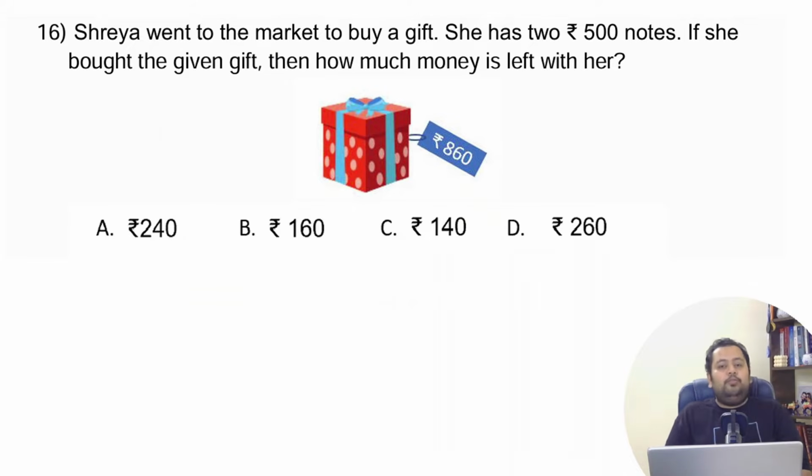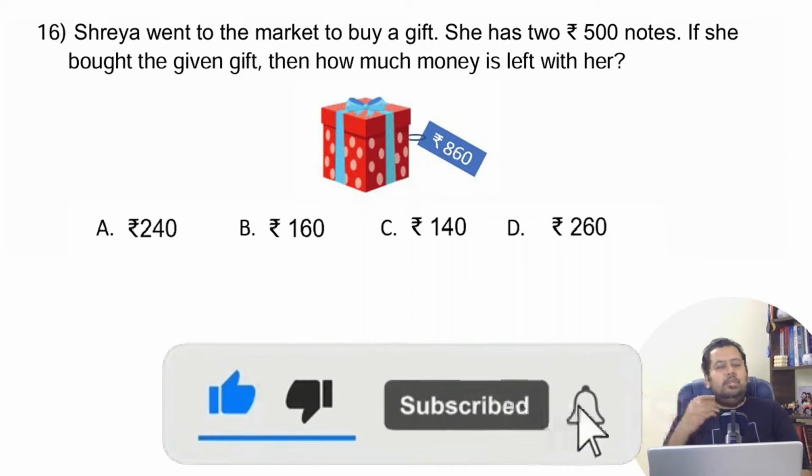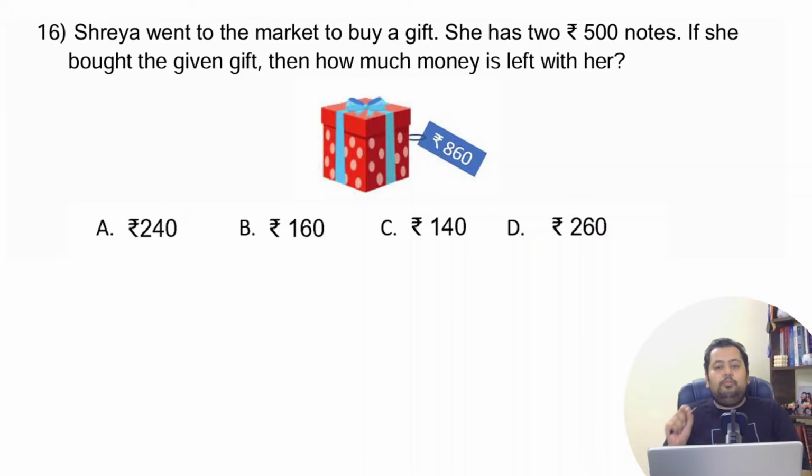Shreya went to the market to buy a gift. She has two 500 rupees notes. If she bought the given gift, then how much money is left with her? So Shreya goes to the market with two 500 rupees notes, right? What that comes out to be is something that you have to find out. She bought this gift and it costs something. You'll have to find out how much money would be left with Shreya. Solve it first and then look at the solution.